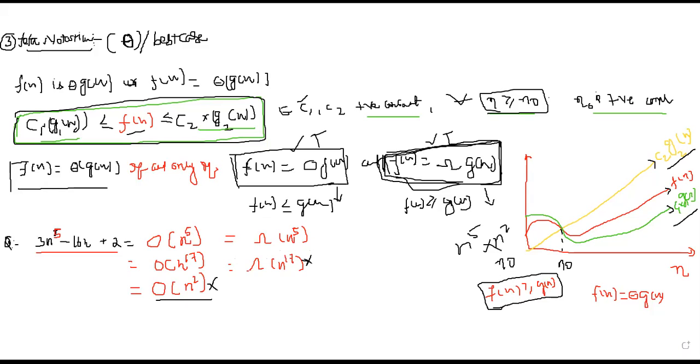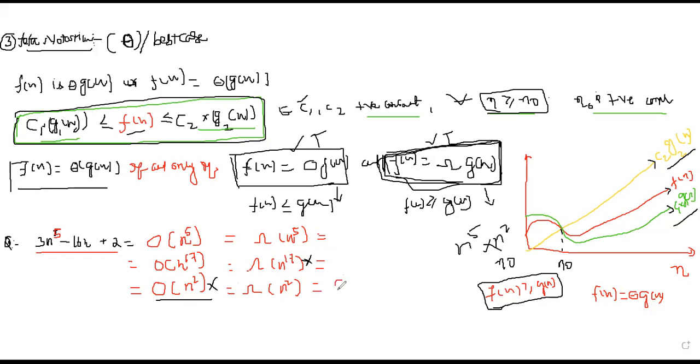Fine. Now can I write it like this, omega of n square? Yes, sir, we can write, because it is a smaller function. Clear? Now, come back to there.